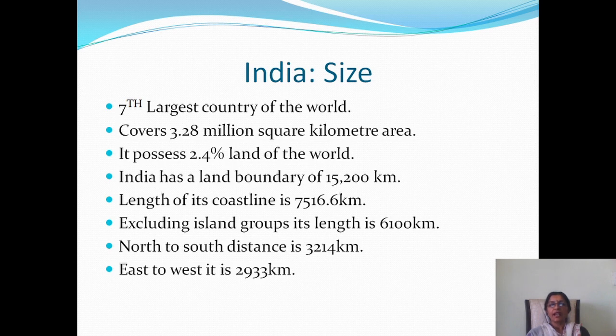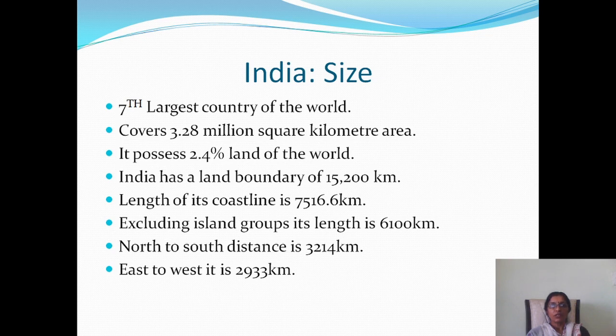India has a land boundary of 15,200 kilometers. Length of our coastline is 7,516.6 kilometers. It is longest in the world. No other country has such a long coastline. If we exclude Lakshadweep and Andaman and Nicobar Island, the length of our coastline is 6,100 kilometers only.